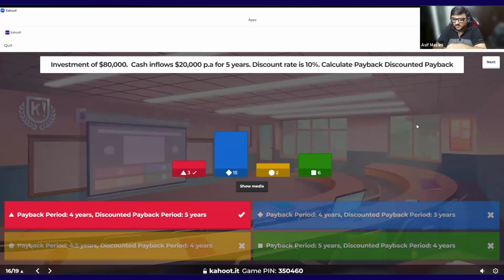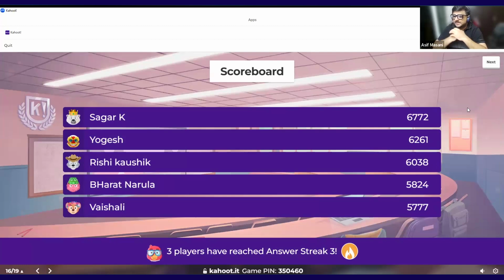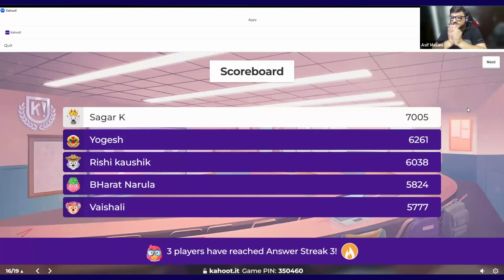So option C and D are out of the question because the payback period is 4 years, which is clearly visible from the question. Now you have to think about the discounted payback period. In this case, it says that the discounted payback period is 5, and we'll see why. And you don't need a calculator for this, so we'll come to it in a few seconds once we take a look at the slides. Once we take a look at the leaderboard, Sagar is in first position, followed by Yogesh, Rishi.